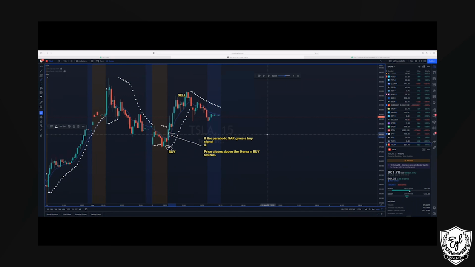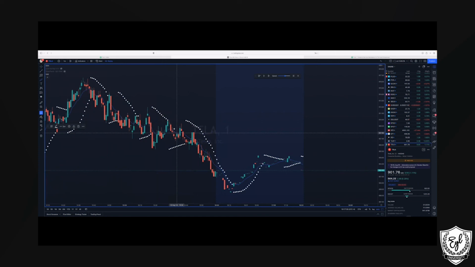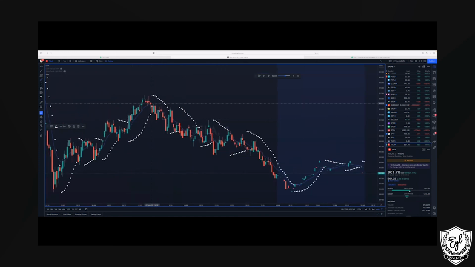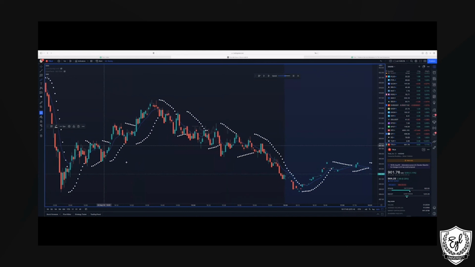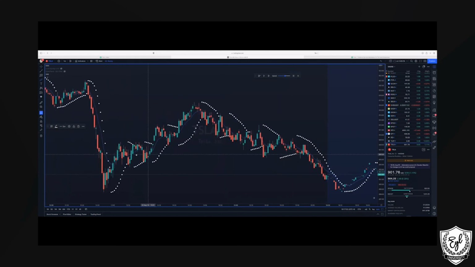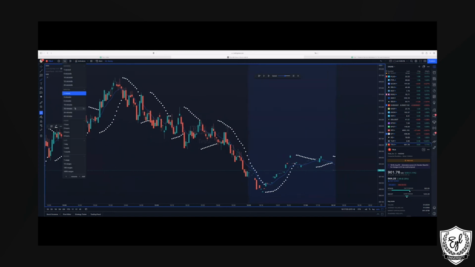Parabolic SAR, again, trend. I highly recommend it on the 15-minute time frame. It's better when it comes to day trading. It does work on any time frame. However, you're going to see that if I go to the 1 minute, look at all these dots that I get. Mind you, some of them are profitable. Some of them are very, very profitable. However, not all of them are, right? Especially when we go to choppy areas like this, right? In choppy areas, it doesn't do so hot, right? That's why I recommend you go for the 5-minute.